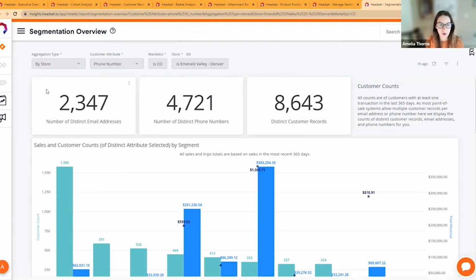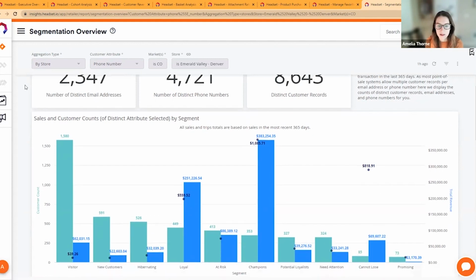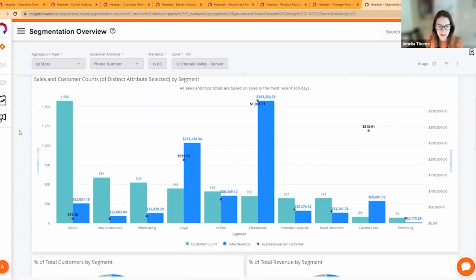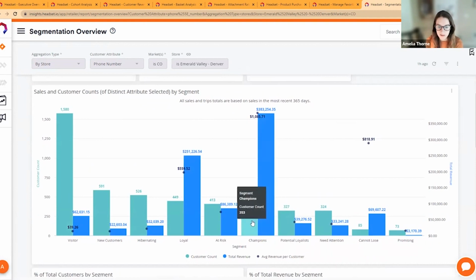And if you have questions, you can look at these top 2 tiles to say, okay, we have more phone numbers, so let's look at it that way. The customer accounts are going to be within the last 365 days. That's always going to be the time frame associated with this segmentation overview. And we can see here we have a smaller amount of champions, but they bring in a ton of revenue. That's going to be pretty apparent no matter where you are. That's going to be pretty common.